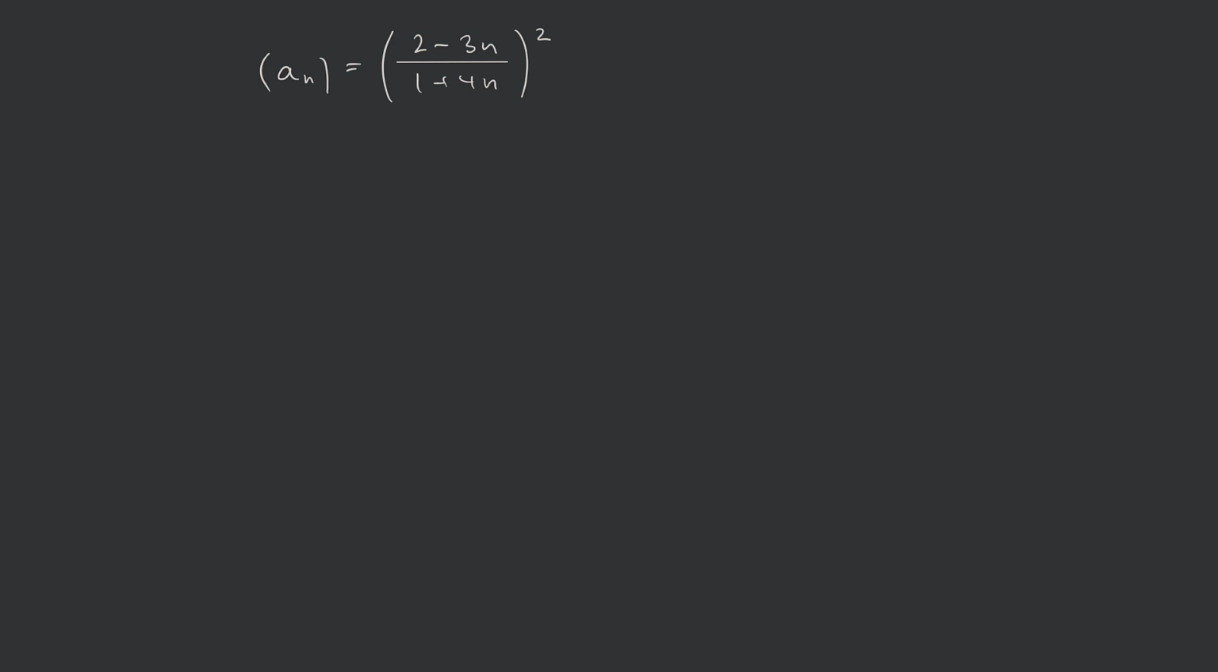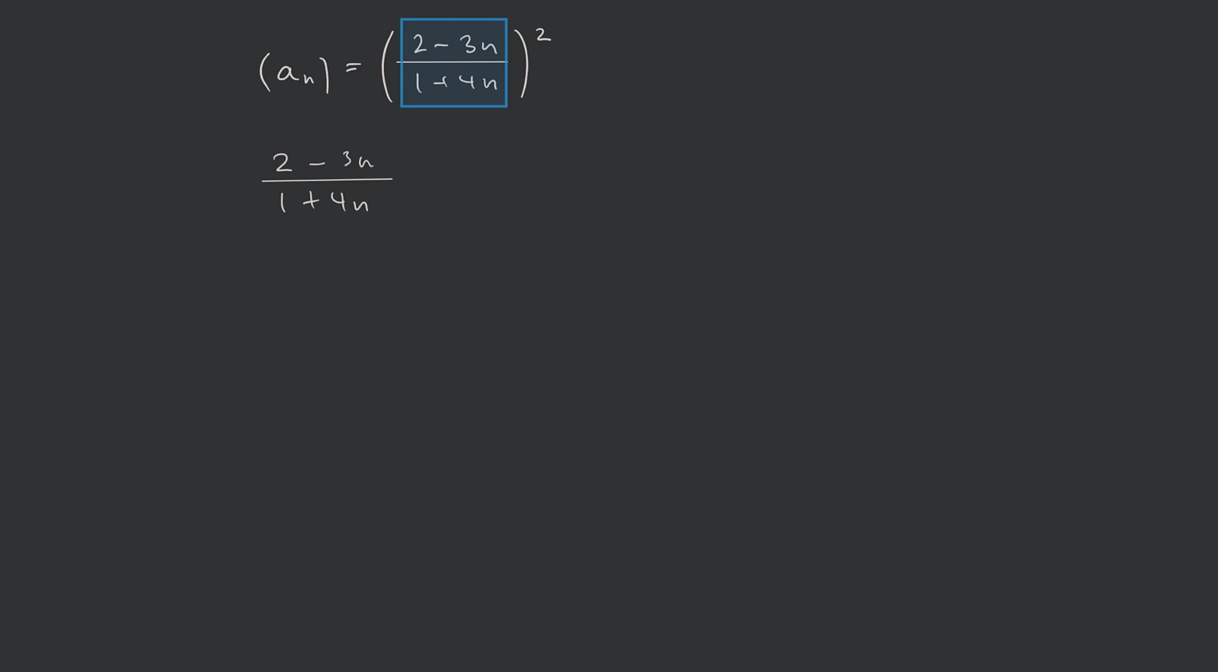Well, of course, we can resolve the square by multiplying both the numerator with itself and the denominator with itself, and we will get more complicated expressions in the numerator and the denominator. However, a better way is to first ignore the square and calculate the limit of this expression inside of the brackets. And as soon as we have this, we apply one of our rules for limits and get the limit for the squared version. So let's see what happens with 2 minus 3n over 1 plus 4n.